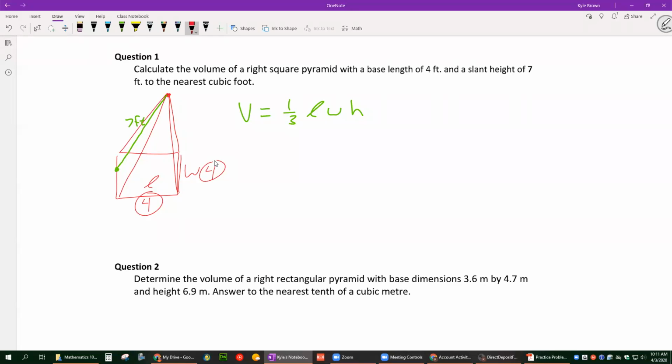So far we've got the volume is equal to 1/3, and the length was 4, and the width was 4. And now here's the question: what's the height? Is the height 7?